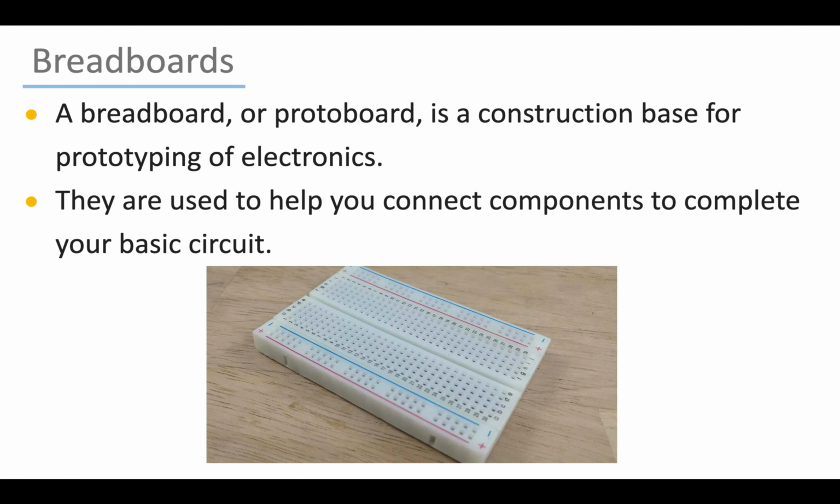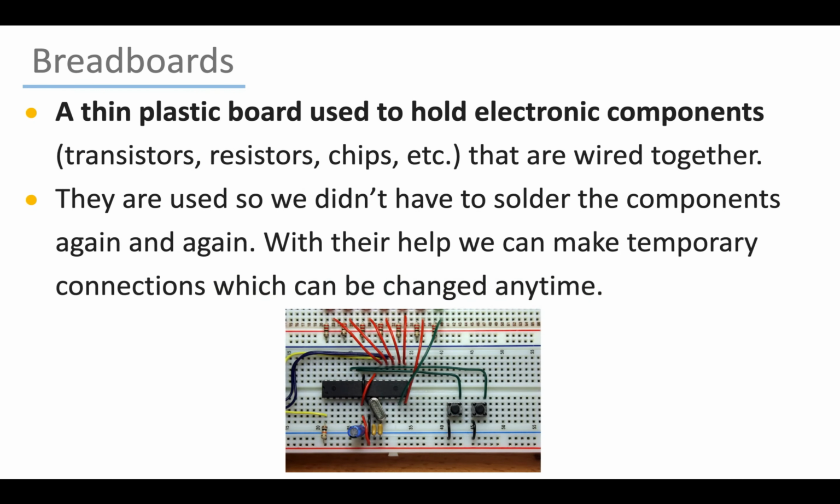They look like this one, as you can see here, just a white plastic board with a lot of ports. Now let's understand a little more about it. In very simple words, it is a thin plastic board used to hold electronic components like transistors, resistors, chips, etc. that are wired together. They are used so we do not have to solder the components again and again. With their help, we can make temporary connections which can be changed anytime.